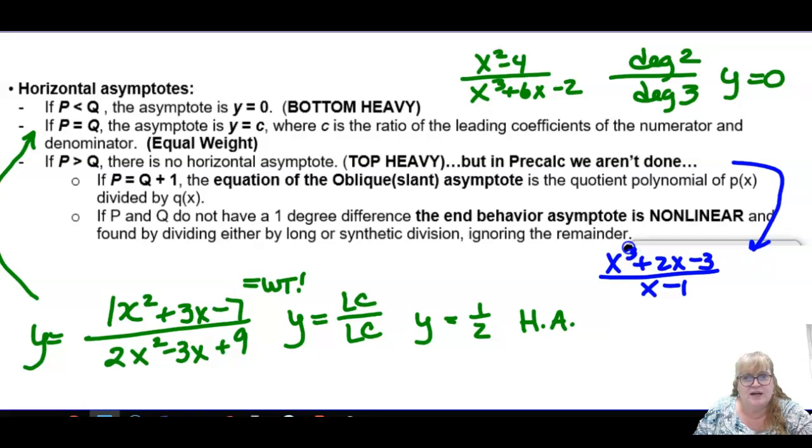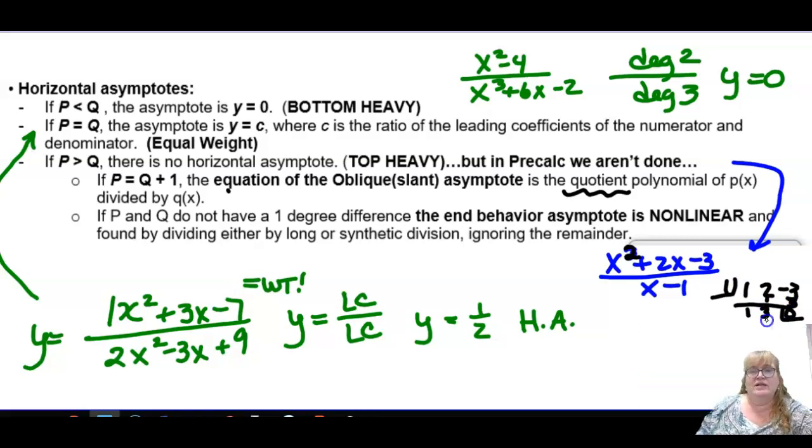Now, I'm going to go back and change this question a little bit. If I change the top to an x squared here, it's still top-heavy. It is 1 degree heavier. So therefore, what you have to do, it says, is the quotient. Quotient means we divide. And on this one, we could do synthetic division. 1 times 1 is 1, 2 plus 1 is 3, 1 times 3 is 3. Oh my gosh, it came out even. Well, that's not good. It actually means there's a hole there instead.